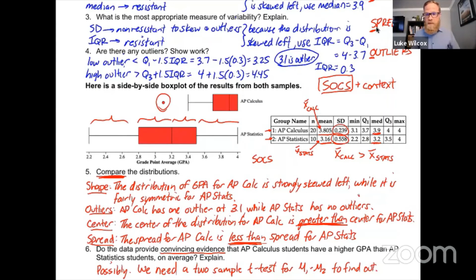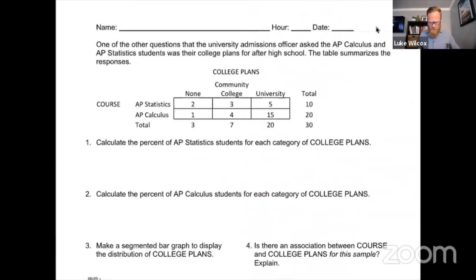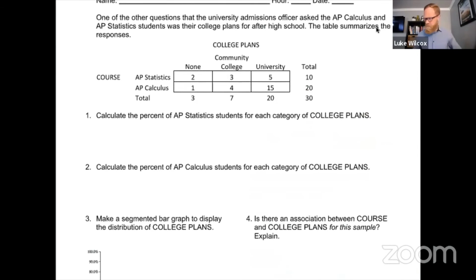All right, so I think that's it for this particular part of the activity, and we are ready for page 2. So if you want to slide on over. And we've got a little bit different context here to start out. All right, so here's what it says. It says, one of the other questions that university admissions officer asked the AP Calculus and AP Statistics students was their college plans for after high school. The table summarizes their responses.